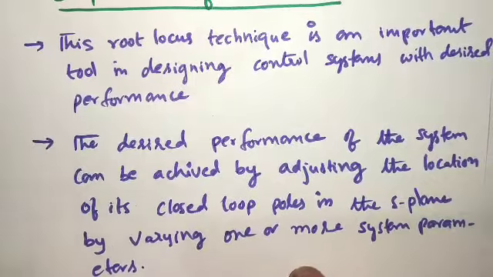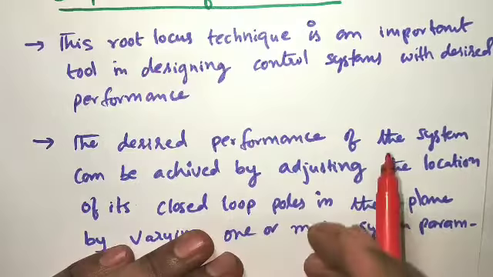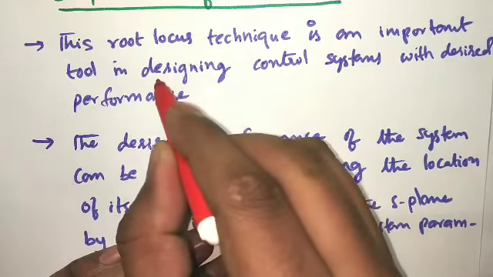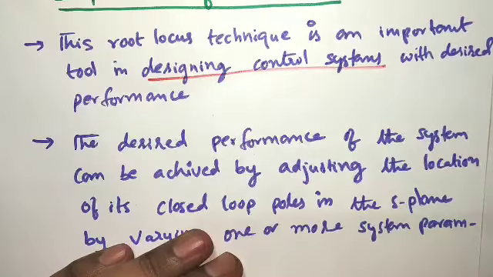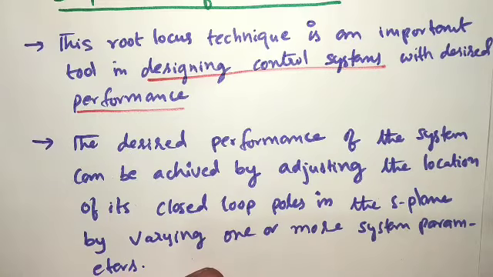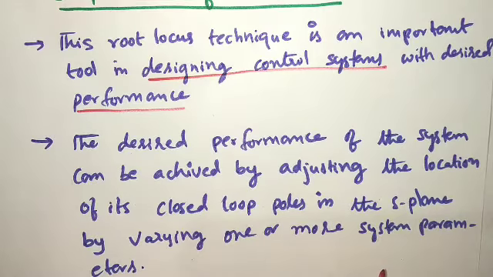Now some importance of root locus. This technique is an important tool in designing control systems with a desired performance. The desired performance of the system can be achieved by adjusting the location of its closed loop poles in the S-plane by varying one or more system parameters. This I have already explained to you.